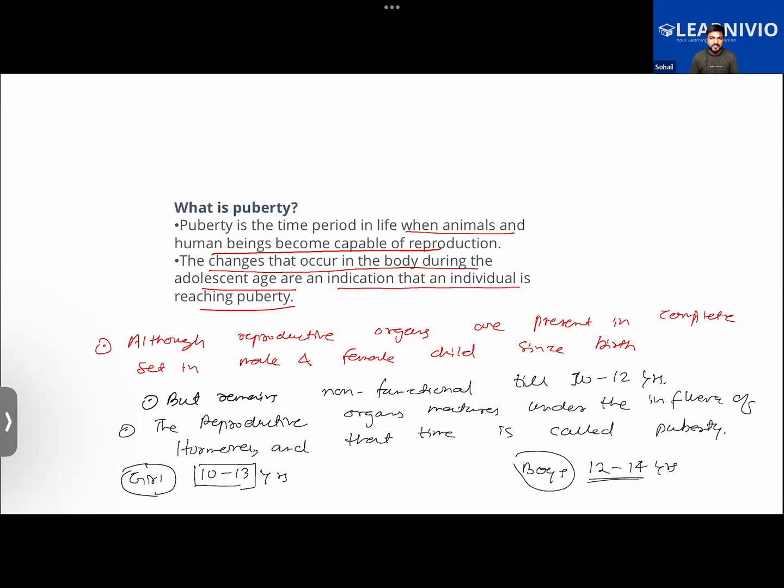Are you getting the difference between the two? Yes, sir. Okay. So adolescence is defined as the period between 10 to 18 or 19 years where the person goes through many transformations, whether physical or mental. But puberty is defined as a phase where the child's sexual characteristics start to develop and mature. Okay, so I hope this much is clear.